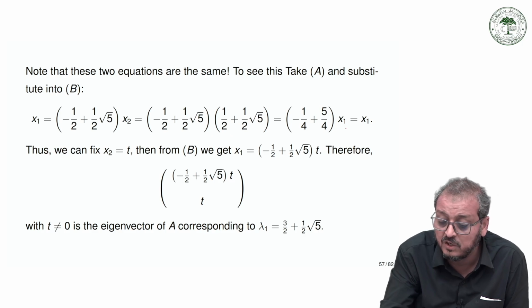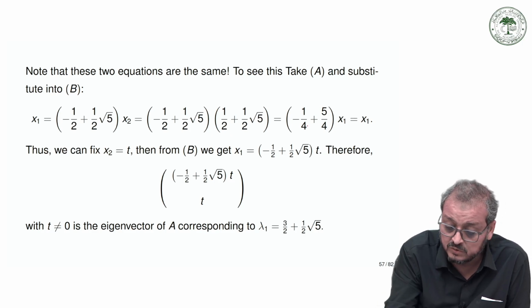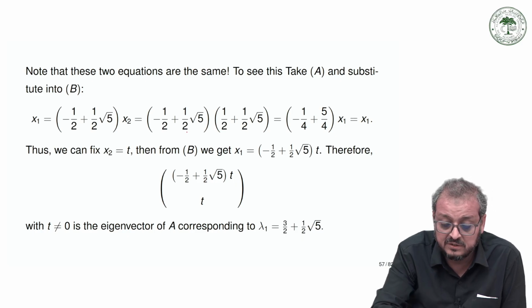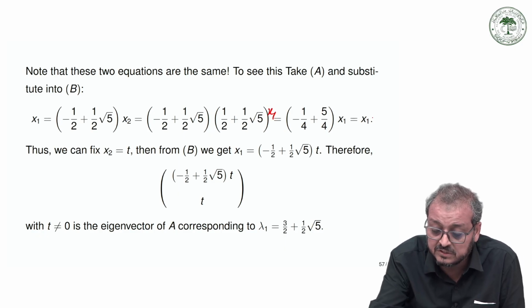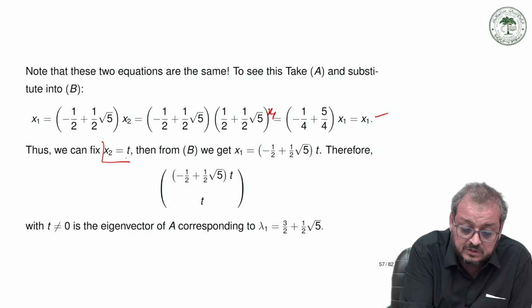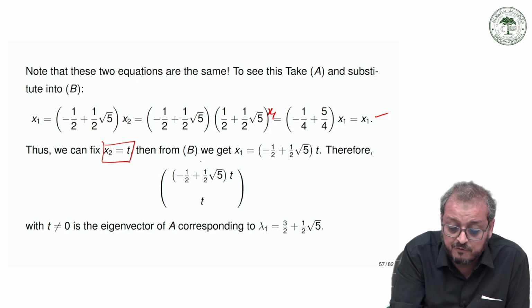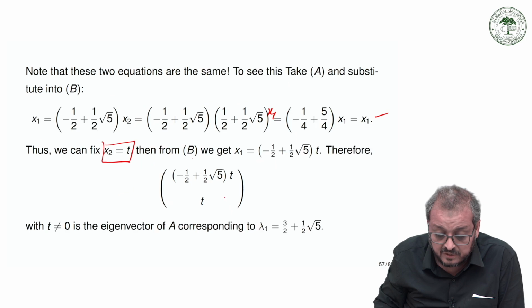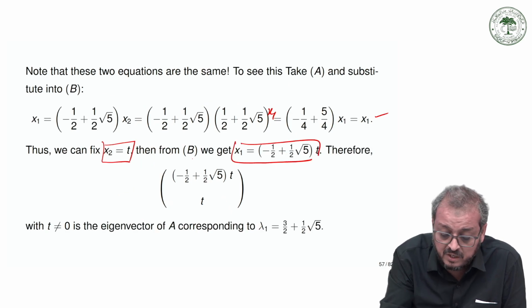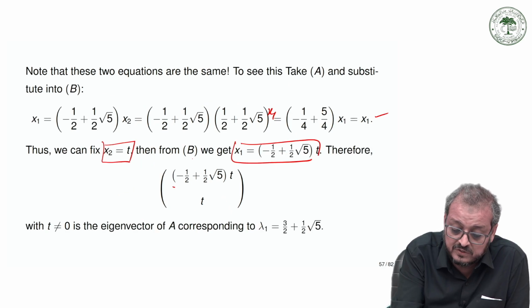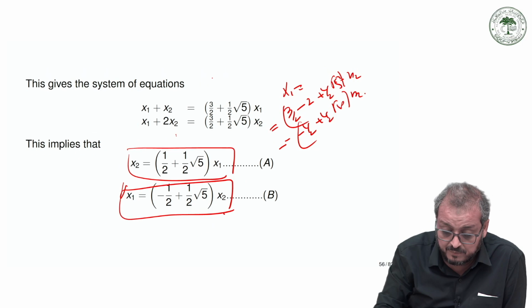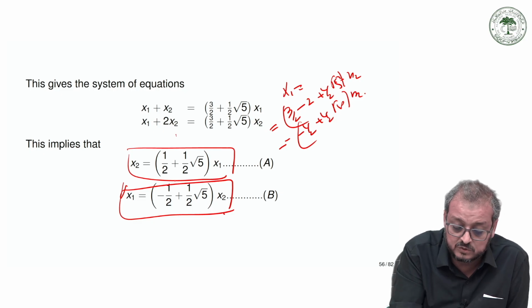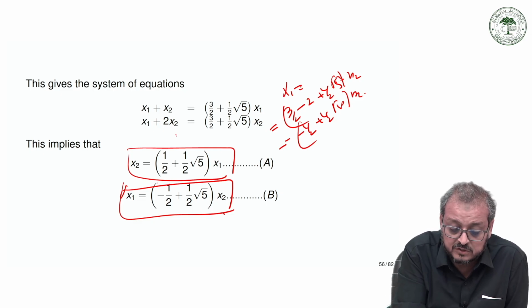So this one into this is x1. Substituting this x2 value here, x2 is equal to this value into x1, and then this into this times x1 is equal to x1. We fix x2 equal to t, then we get x1 equal to this into t. Therefore x1 is equal to this and x2 is equal to t. Now these two equations are exactly the same, so we can start from x1 and x2 equal to x1.